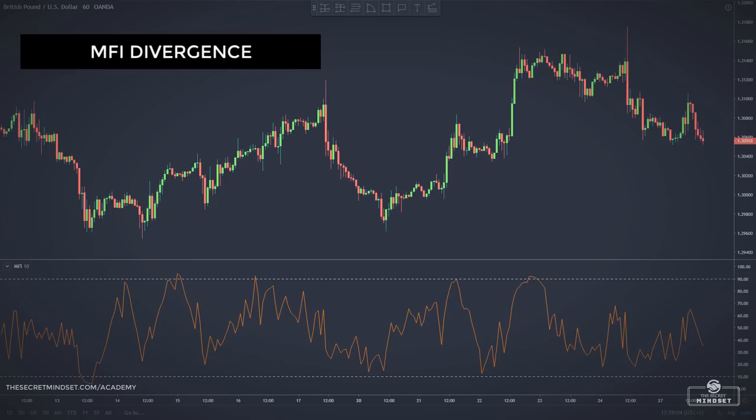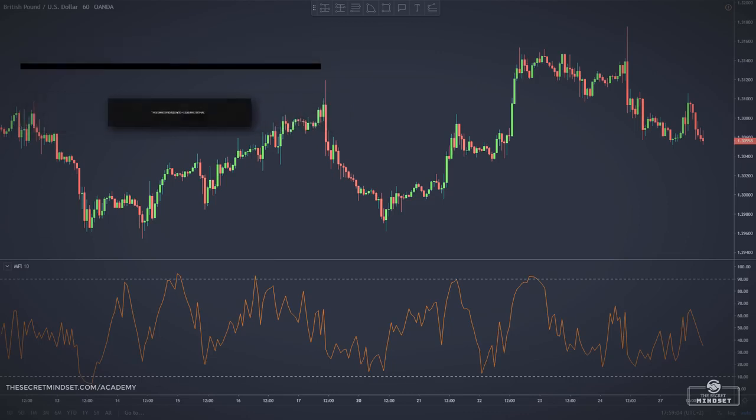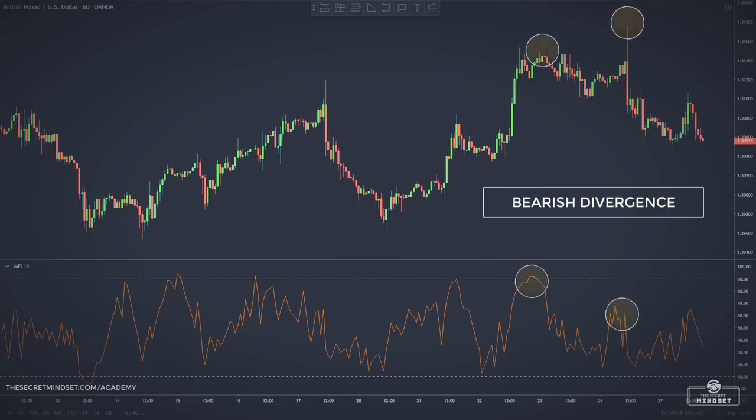If volume is trending one way while price is trending in the opposite direction, it could be a leading indication of an upcoming change in the direction of the market. For example, if the price is making higher highs and the MFI fails to make new highs or falls, this is a bearish divergence and can be used as a sell signal.